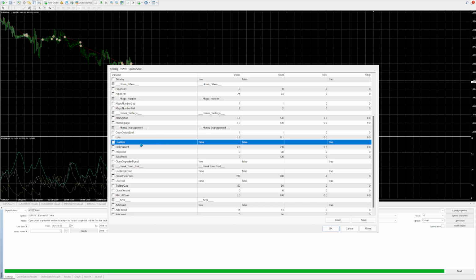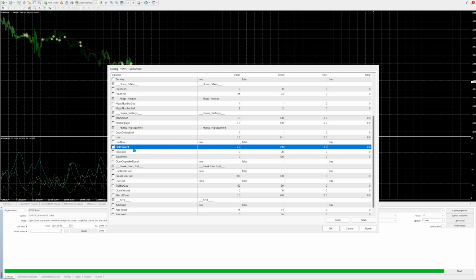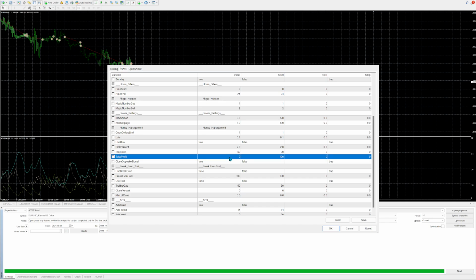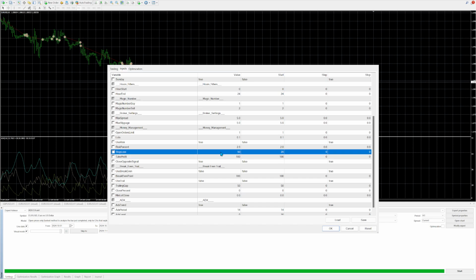The lot size will apply if you have use risk set to false. If you set use risk to true, the EA will calculate the lot size depending on the risk percent that you set here in this field. By default it is 2. That means that the EA will calculate the lot size so that a maximum loss is 2% of your balance. Stop loss and take profit you can change. So you can set, I don't know, 50 stop loss and a 100 pip take profit.